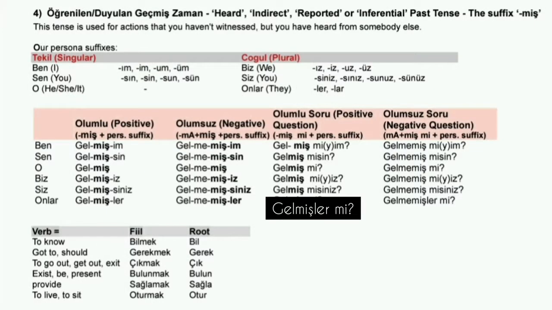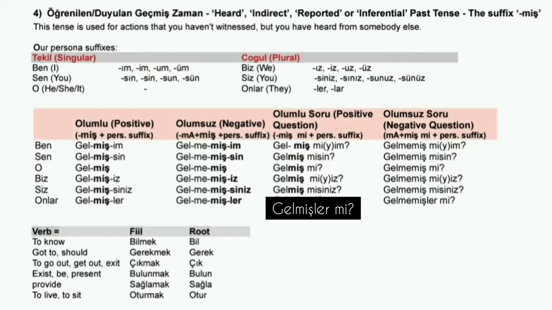Ben, im, sen, sın, sin, sun, sün, o. We don't have any suffix. Biz, ız, iz, uz, üz, siz, sınız, siniz, sunuz, sünüz, onlar, ler, lar. Let's quickly jump to our positive version.